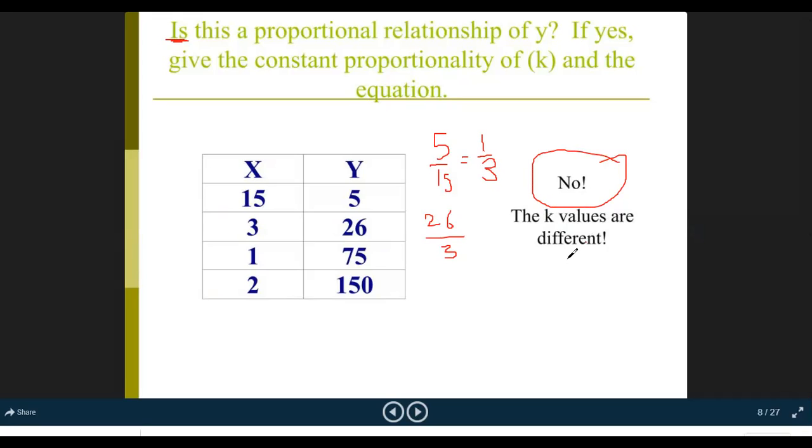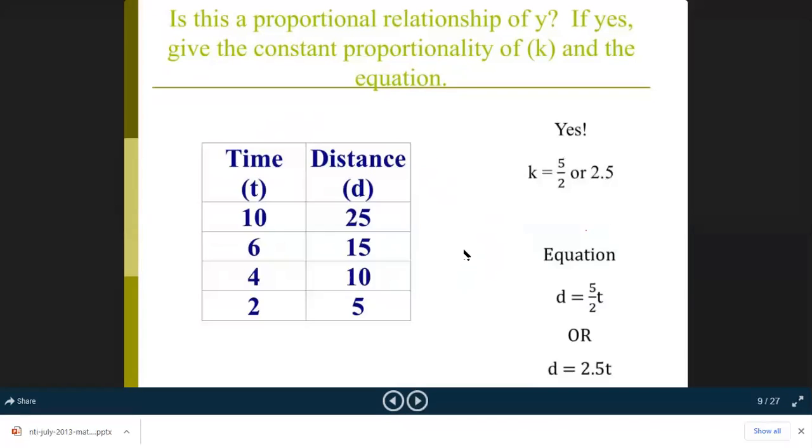This is not a proportional relationship. We said for a proportional relationship, we have to find the same constant value. Okay, any questions so far? No, thank you. Okay, let's move to the next one.